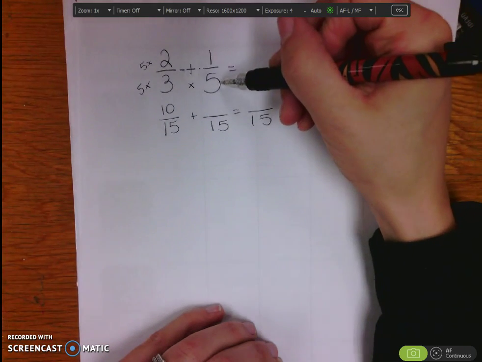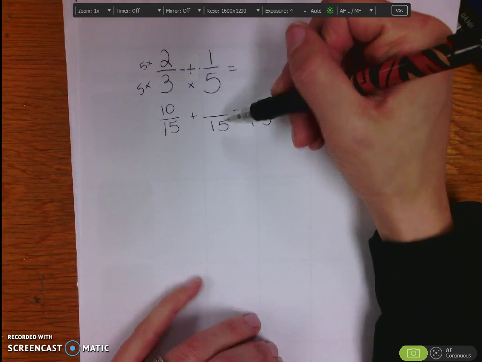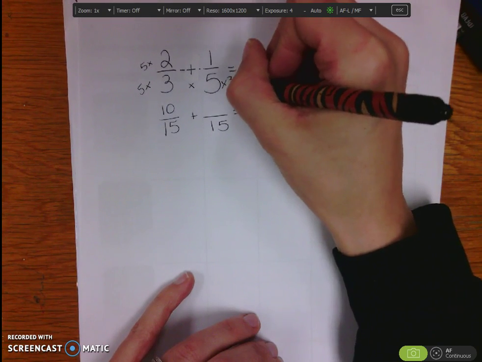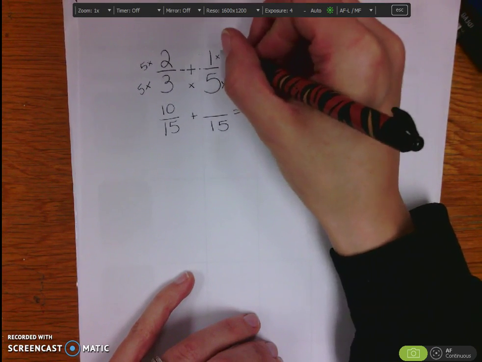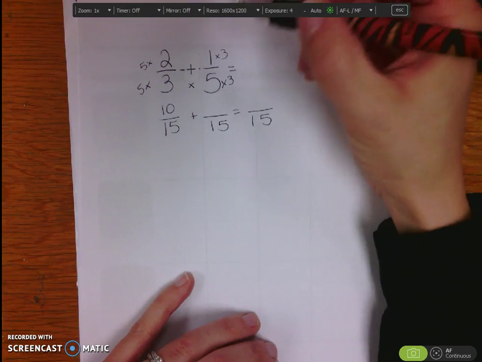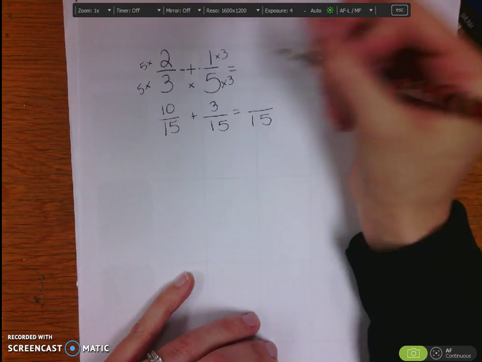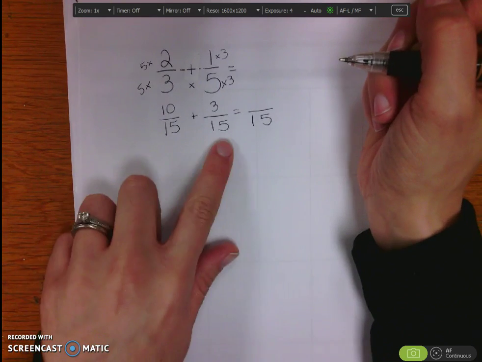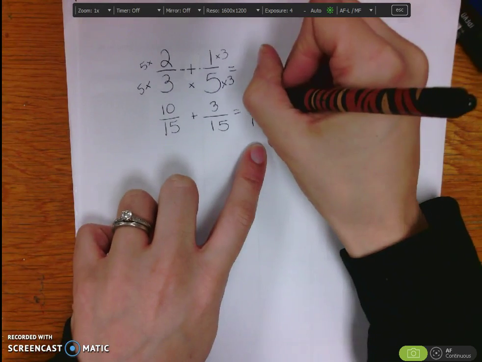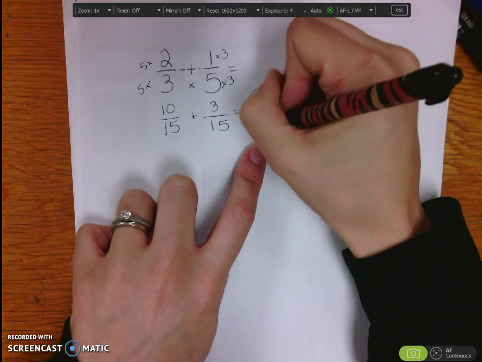We have to ask ourselves, 5 times what got me to 15? Well, it was 5 times 3. And whatever we do to the bottom, we have to do to the top. So my new numerator would be 1 times 3 equals 3. Once the denominators are the same, we can go ahead and add across. 10 plus 3 equals 13, and my answer would be 13/15.